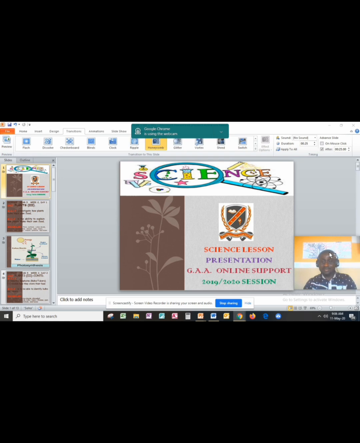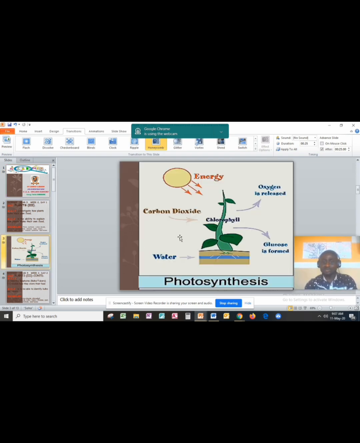It's science time, and I will quickly walk you through what we have for today. In our last class, we discussed plants part 3, and we looked at the process of photosynthesis. We quickly talked about photosynthesis as the process through which green plants manufacture their own food in the presence of sunlight by mixing with other inorganic substances like carbon dioxide and water to produce glucose or starch or sugar.